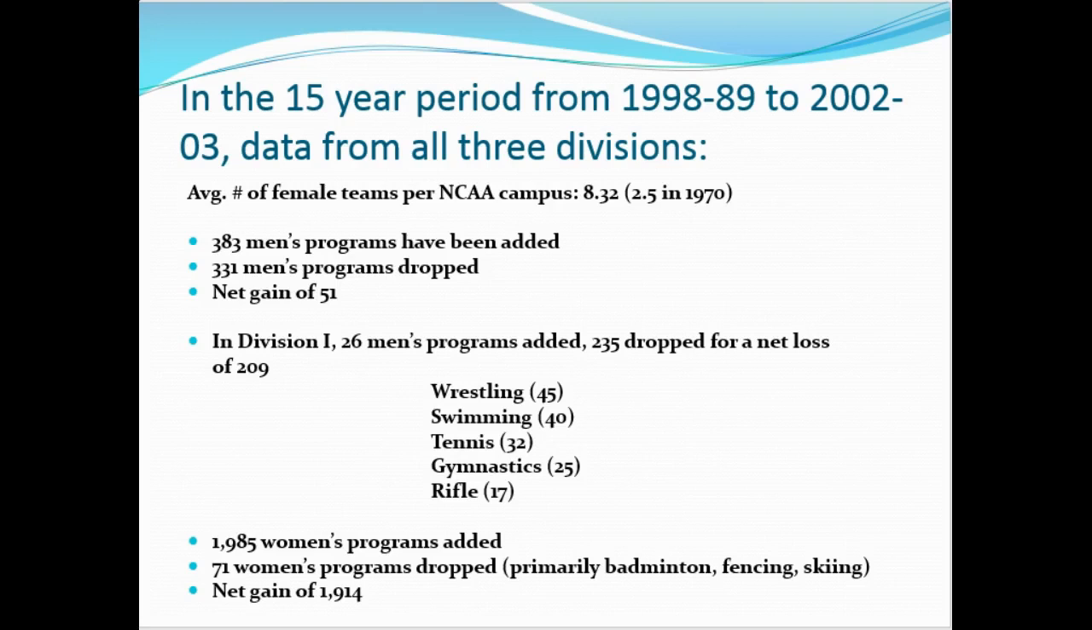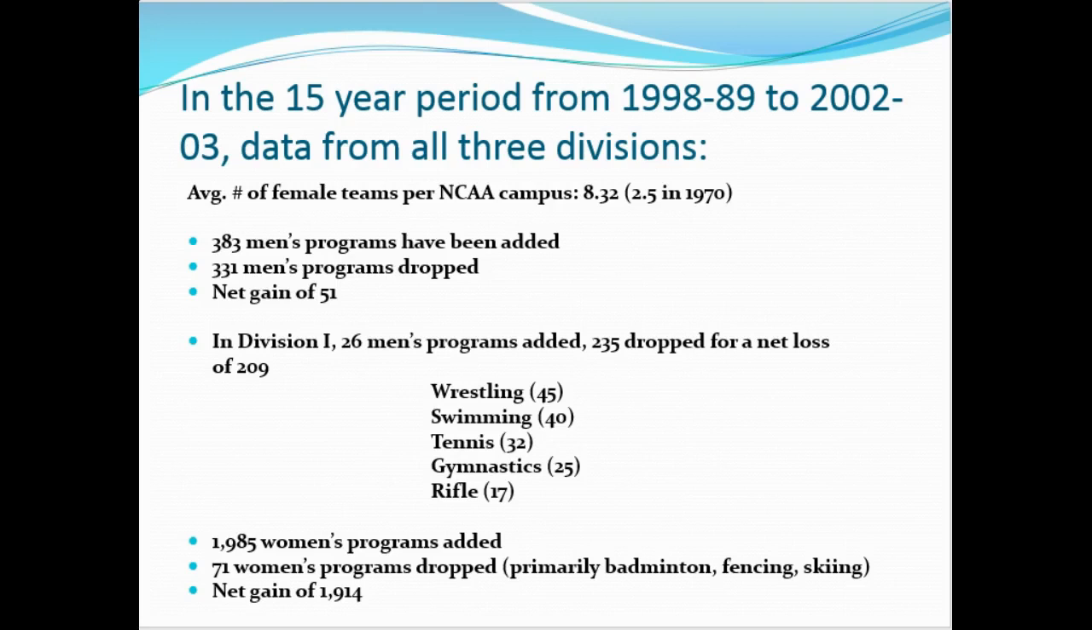383 men's programs have been added, while 331 men's programs were dropped. So there's still a gain of programs at the college level for the men's programs, which was not the thought to begin with and what Title IX would accomplish or try to do. In Division I, 26 men's programs were added and 235 dropped for a net loss of 209.